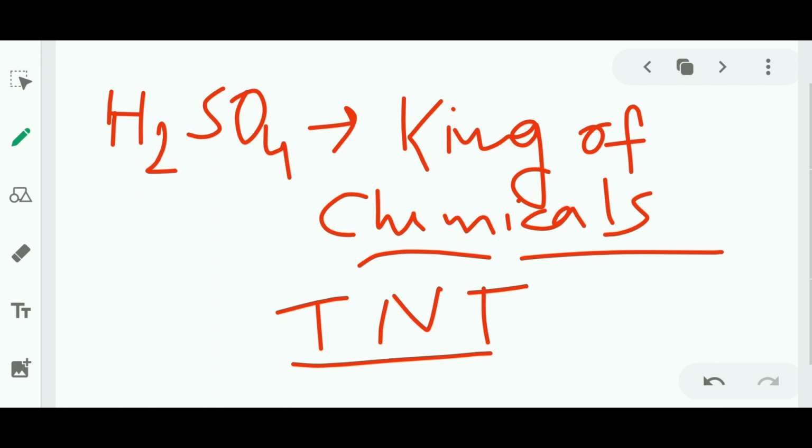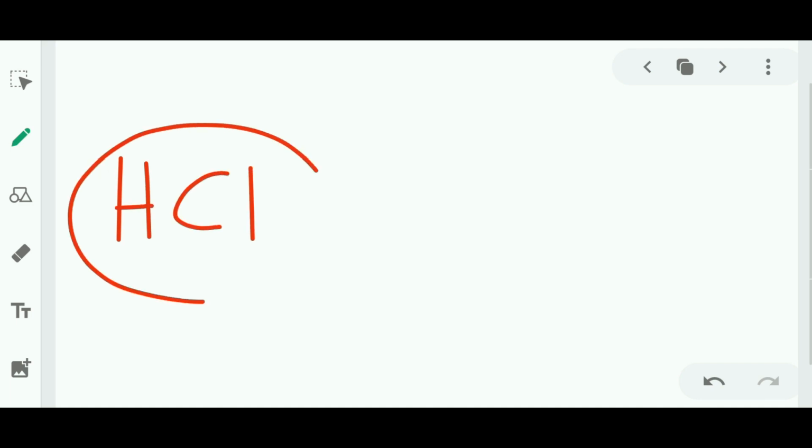Next, another very useful acid is HCl, that is hydrochloric acid. This hydrochloric acid has particular uses in producing dyes, drugs, and in the tanning industry, in the extraction of glue from bones, and in the galvanization sector as well.